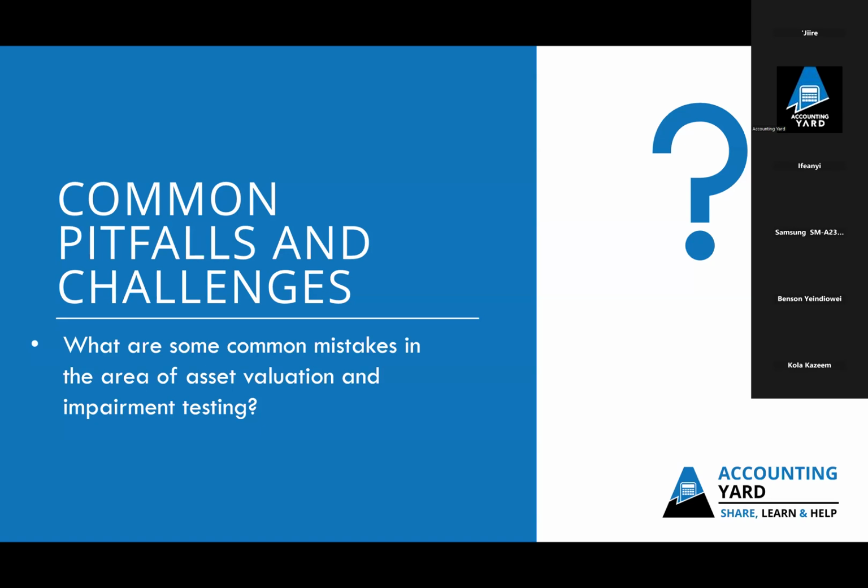For a building, for example, if you notice any indicators of impairment, you do an impairment testing and then determine what the value is.